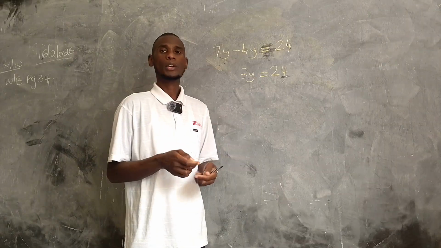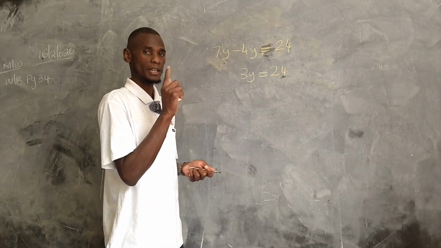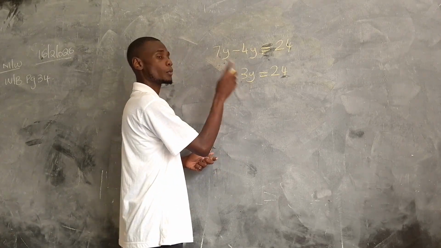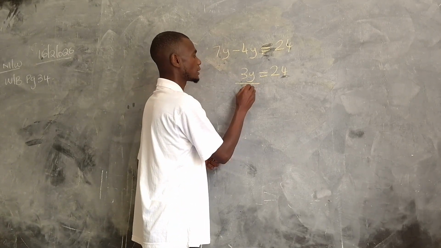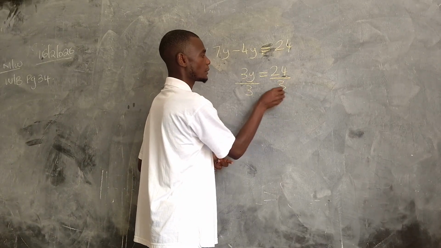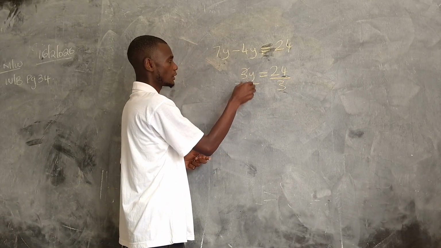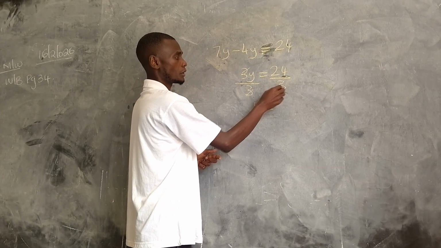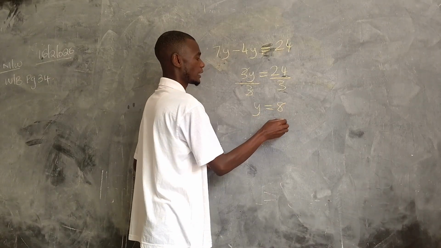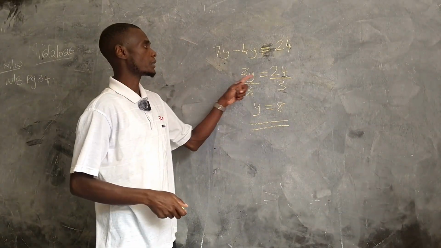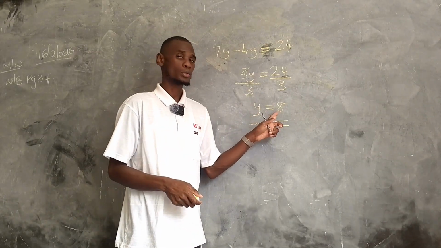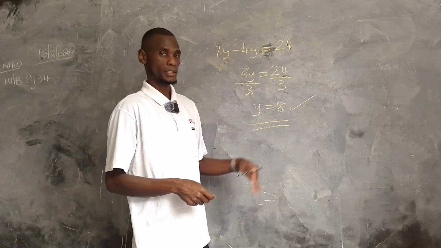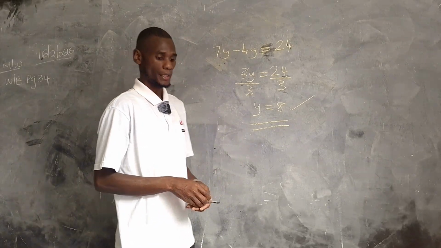Because anytime we are solving, we are trying to get the value of one specific letter. If there are 3 y's, we want the value of 1y. So for us to get the value of 1y here, we will have to divide this by 3, and we divide this side by the same 3. If you divide this by 3, you will remain with y this side. This side, 24 divided by 3, you will get 8. So if 3y is equal to 24, then 1y is equal to 8. That way you have solved that equation.